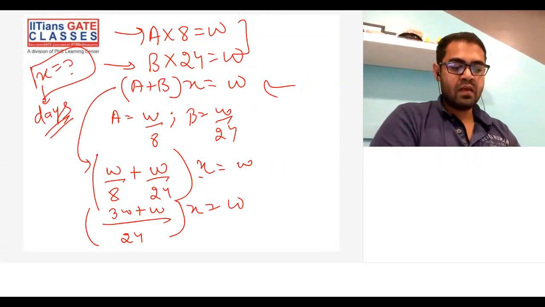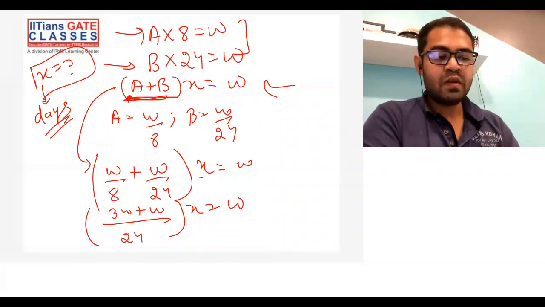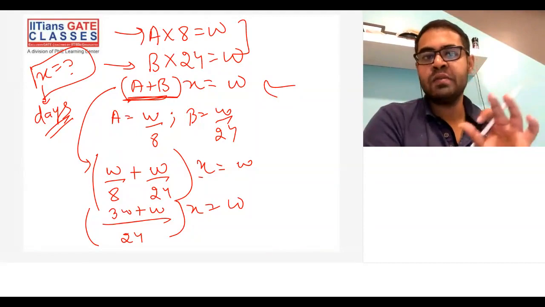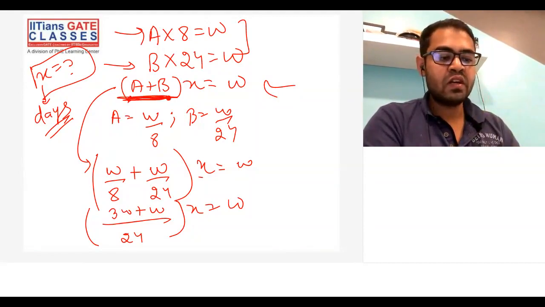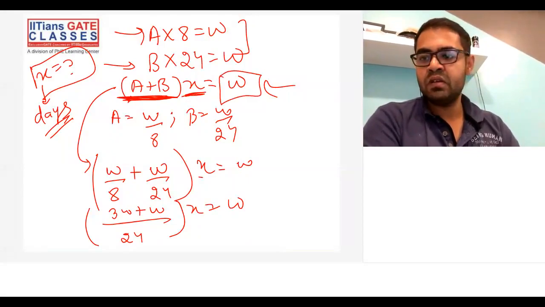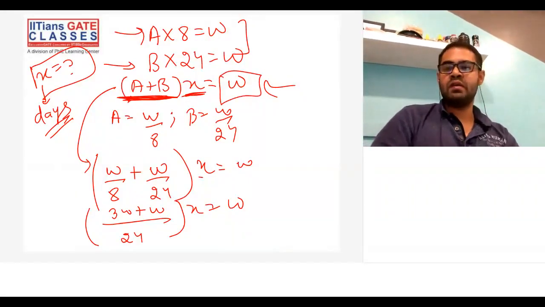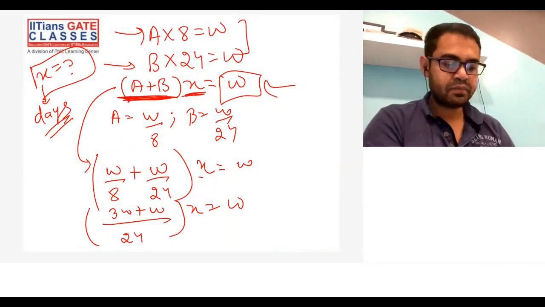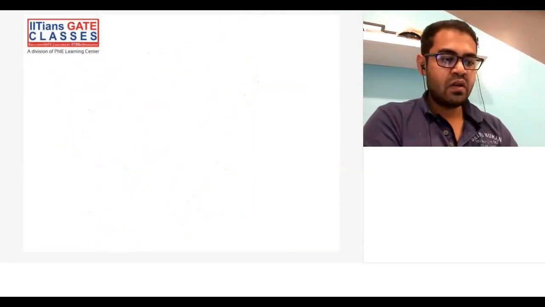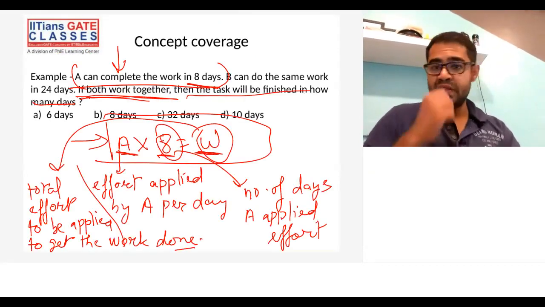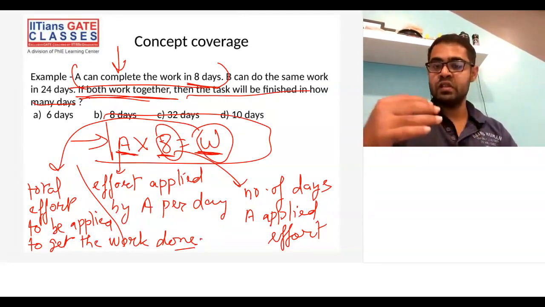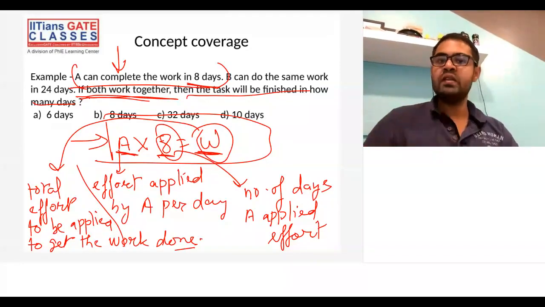Now, because both of them are working together, that means both efforts will be added, and every day both of them are working. So together they are working for x days, or 6 days, and they will be able to complete the work. Whatever work we are discussing, they will be able to complete that. All right. So I hope this question was clear to everyone, and I hope the basic method of how to convert statements into equations and solve them was clear.